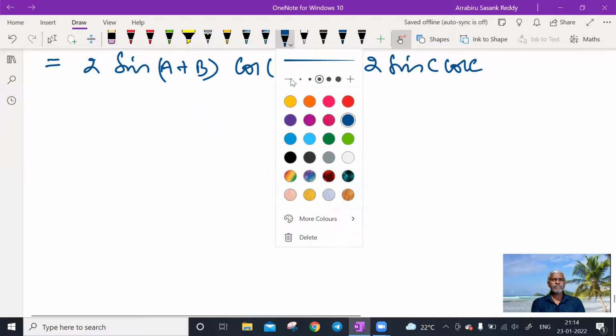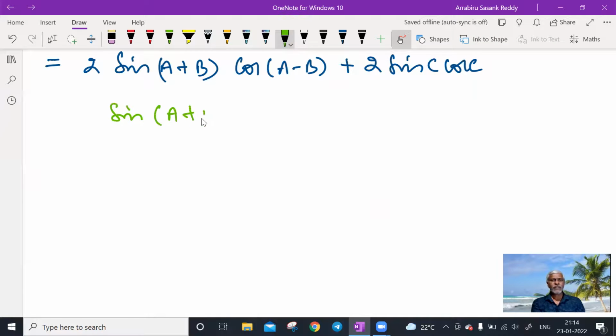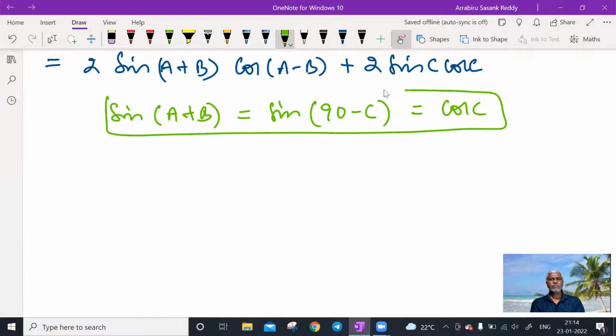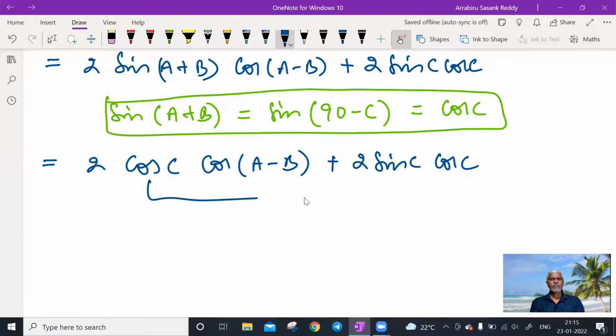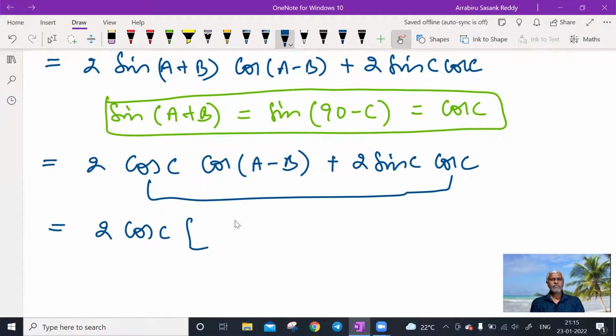Sin (A plus B) is, since A plus B is 90 degrees minus C, cos C. So we are converting sin (A plus B) into cos C. These are all transformations. 2 sin C cos C. Taking 2 cos C common, cos (A plus B) will remain, cos (A minus B) will remain.